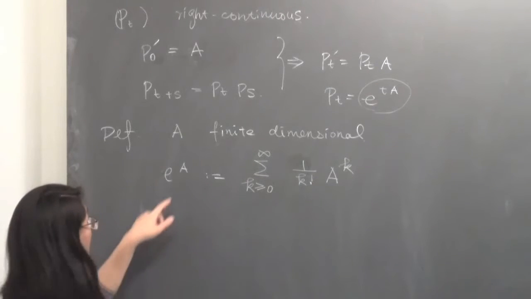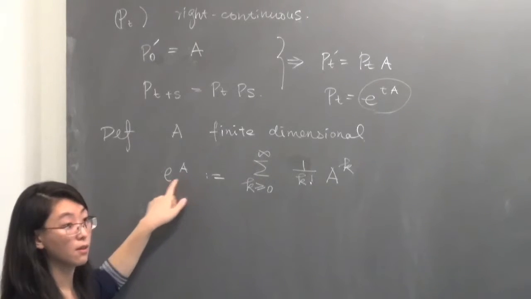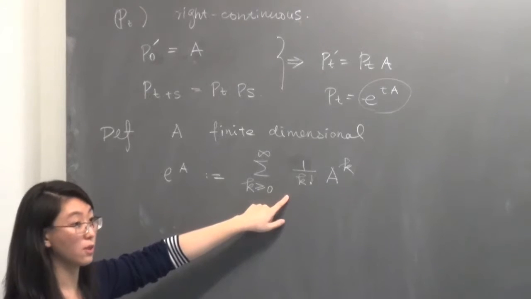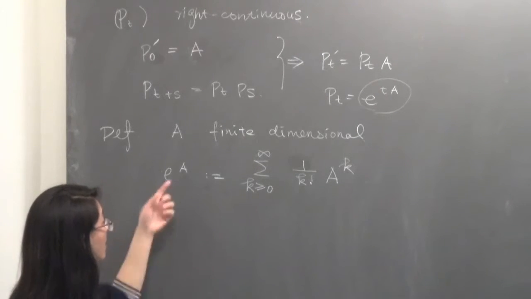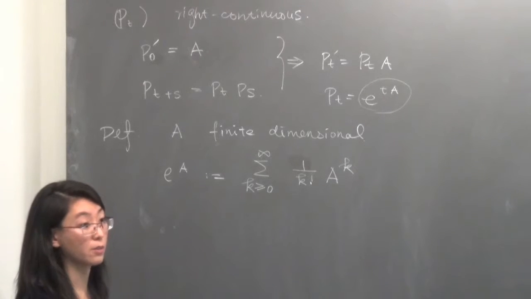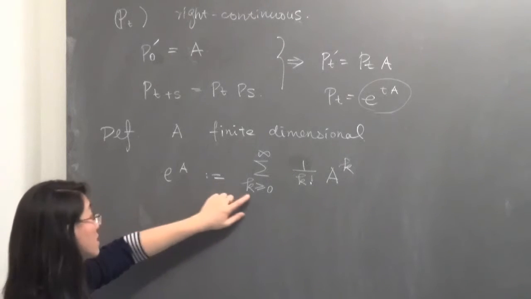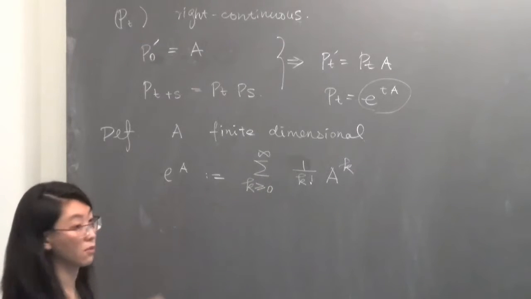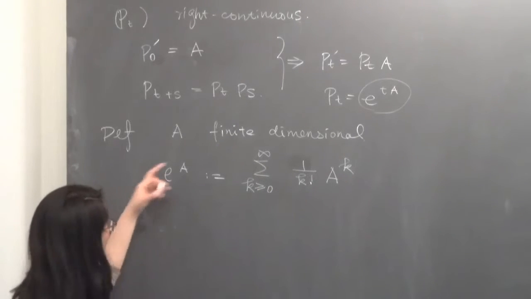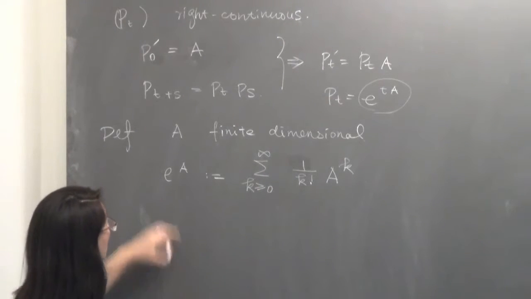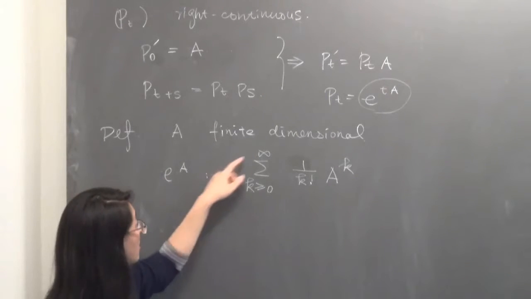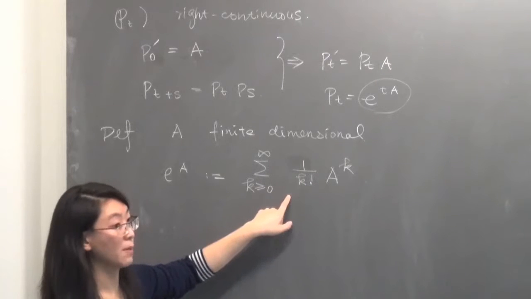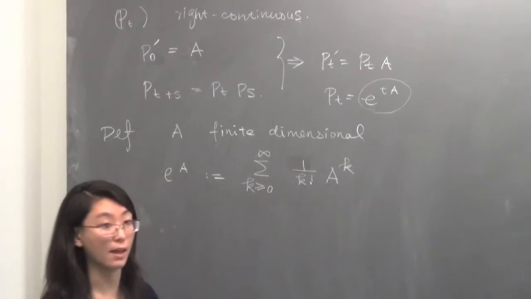So here we see that if A is just a real number, then this is the Taylor expansion of e to the power x. And now we just define e to the power A, where A is a matrix, in the same way as the Taylor expansion. So here we just say that this is the definition of e to the power A. If A is a matrix, we define e to the power A as a new matrix, defined in the same way as the Taylor expansion, just replacing x by the matrix A.